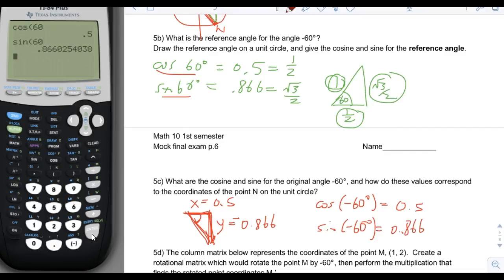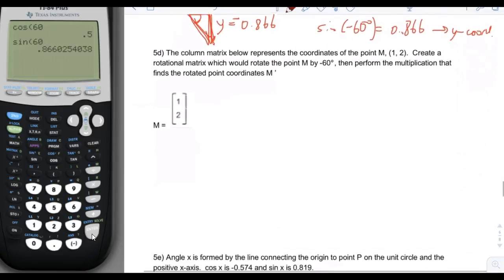And we know that these are actually related to the x-coordinate and the y-coordinate. Okay, so that's the relationship. This is how these values correspond to the coordinates of point N on the unit circle. That's how they correspond. Okay.